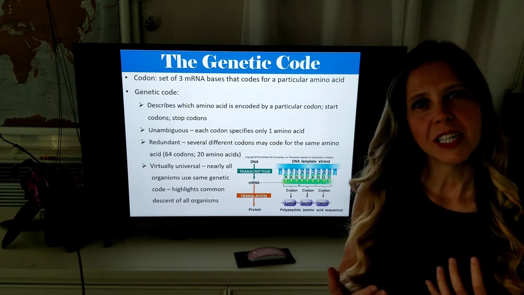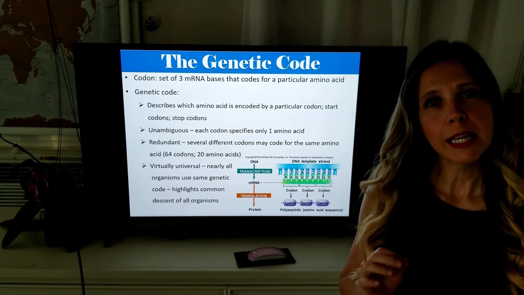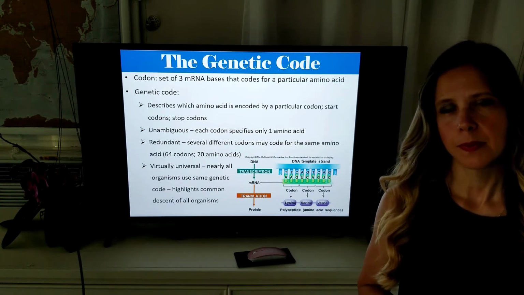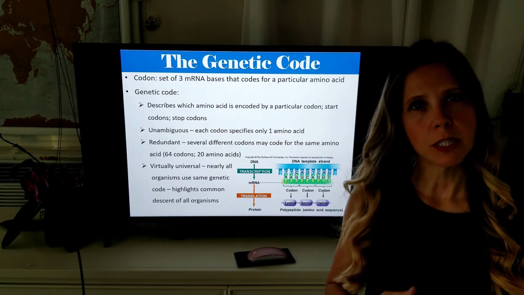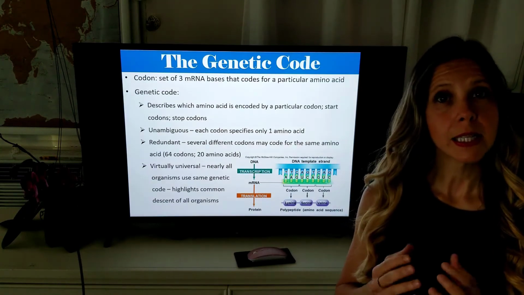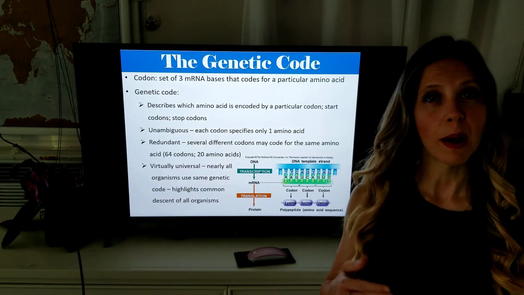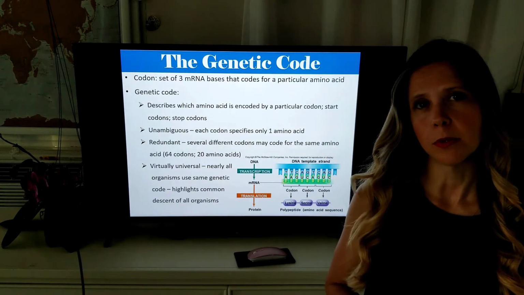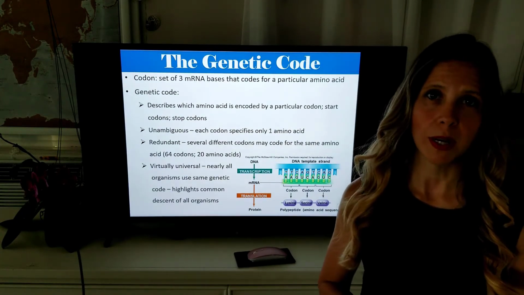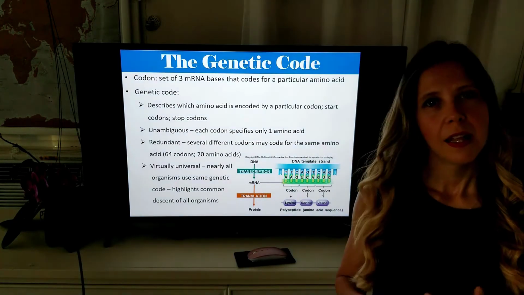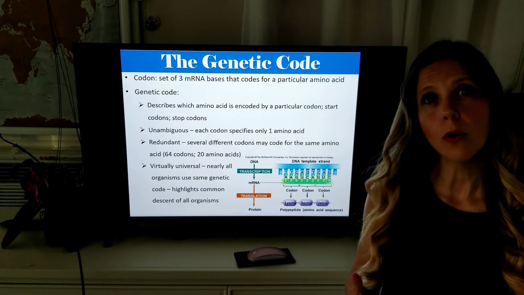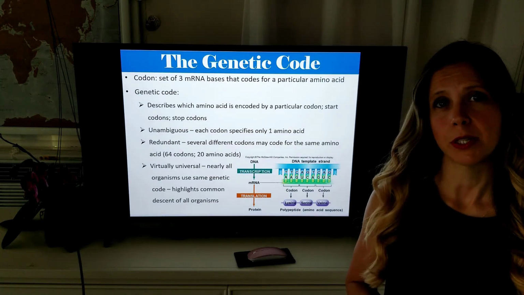The genetic code is unambiguous, which means that each codon codes for one specific amino acid. The genetic code is also redundant, and this means that some amino acids are coded for by more than one codon. So we have 64 possible codons, but there are only 20 amino acids. The genetic code is virtually universal, which means that nearly all organisms are using the same genetic code.